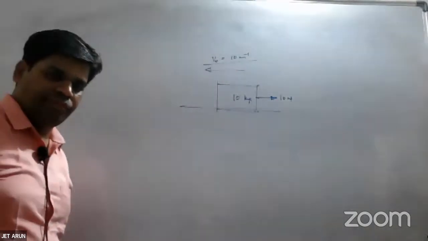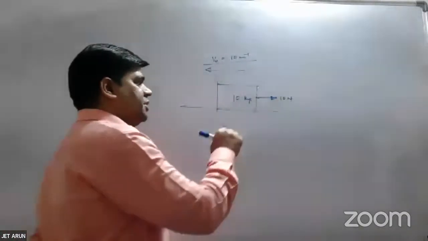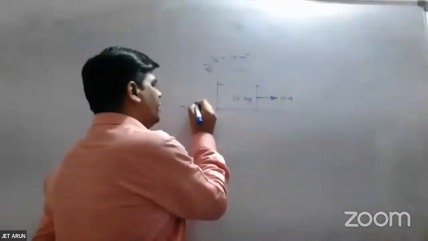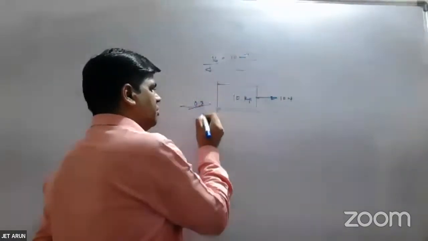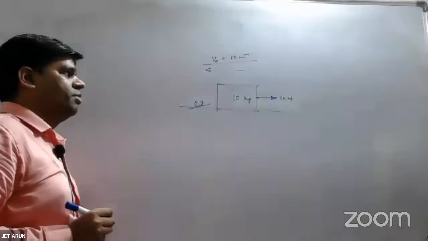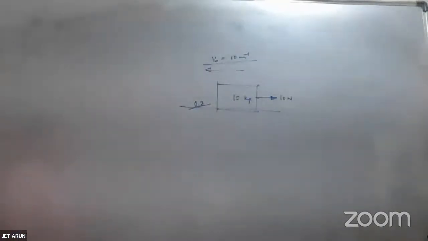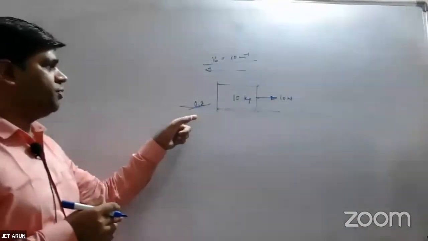Right, sir. Friction is towards right. How much will it be? Let's say I've given mu value 0.3. Yes, mu value is 0.3.